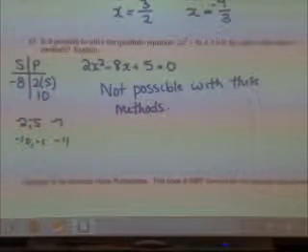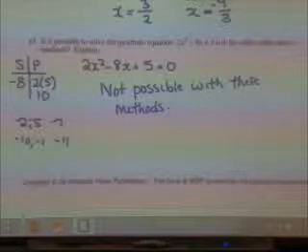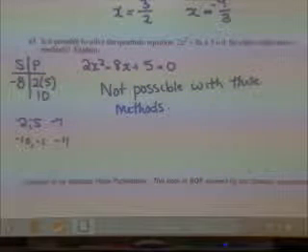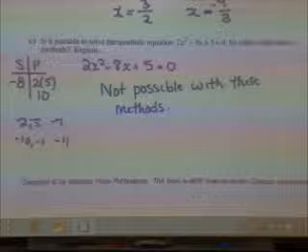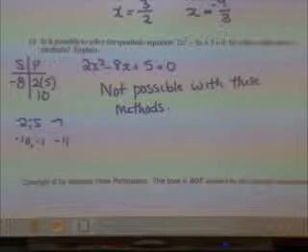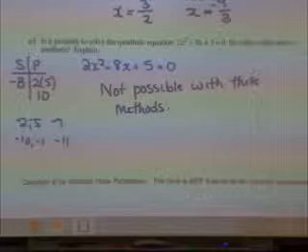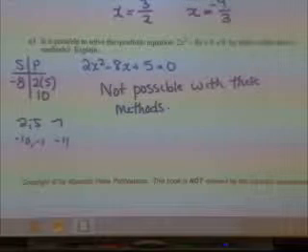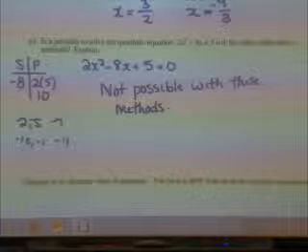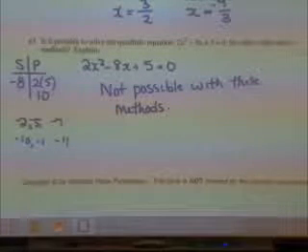So how could I go about solving the zeros? How could I find the roots of this equation? What is one thing that I could try doing? What are my three connections? Roots connect to what? X-intercepts. So what else could I do with this equation? I could graph it and find the x-intercepts.